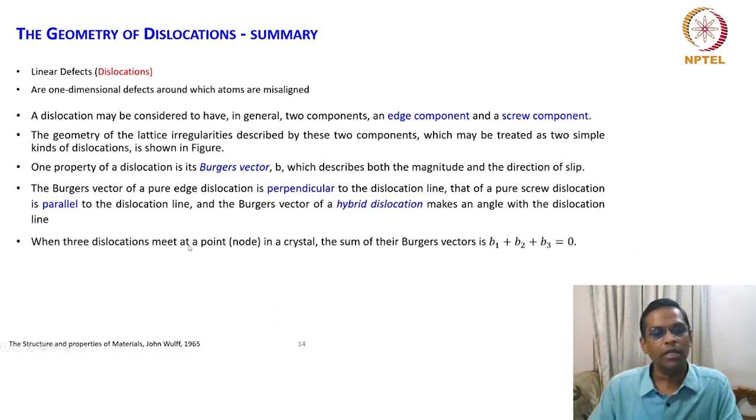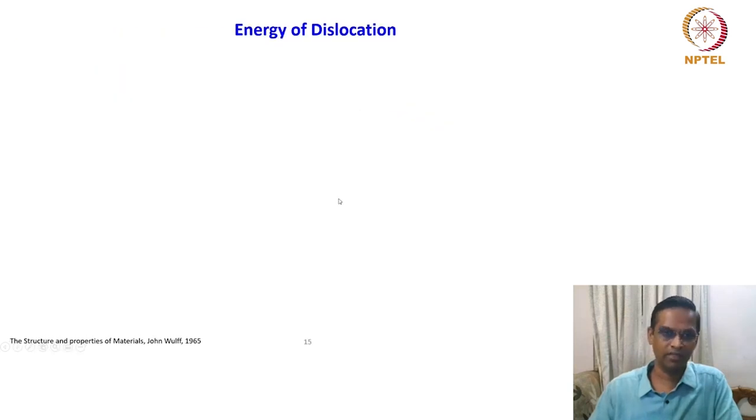When three dislocations meet at a point called a node in a crystal, the sum of their Burgers vectors, b1 plus b2 plus b3, is equal to 0. So this particular point, we will see as we move along. So in a nutshell, this is a complete description of at least the geometrical nature of this dislocation, how they look like. Okay, so now we can move on to the next topic.